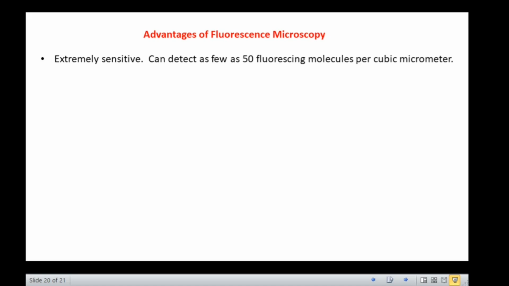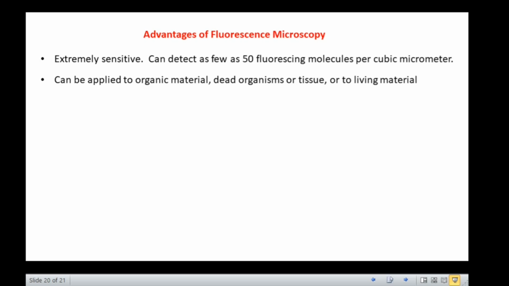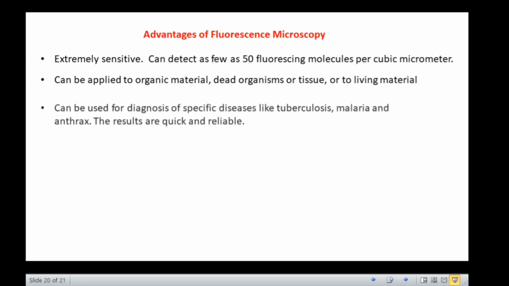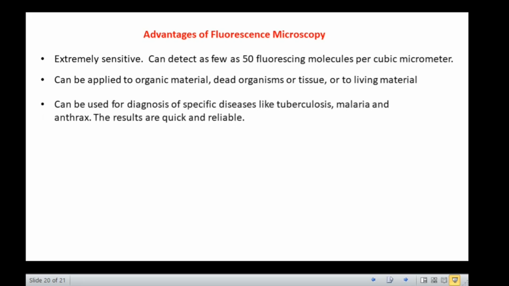It can detect as few as 50 fluorescein molecules per cubic micrometer. Techniques of fluorescence microscopy can be applied to organic material, dead organisms or tissue, or to living material with the use of in vitro or in vivo fluorochromes. It can be used for the diagnosis of specific diseases like tuberculosis, malaria, and anthrax. The results are quick and reliable.